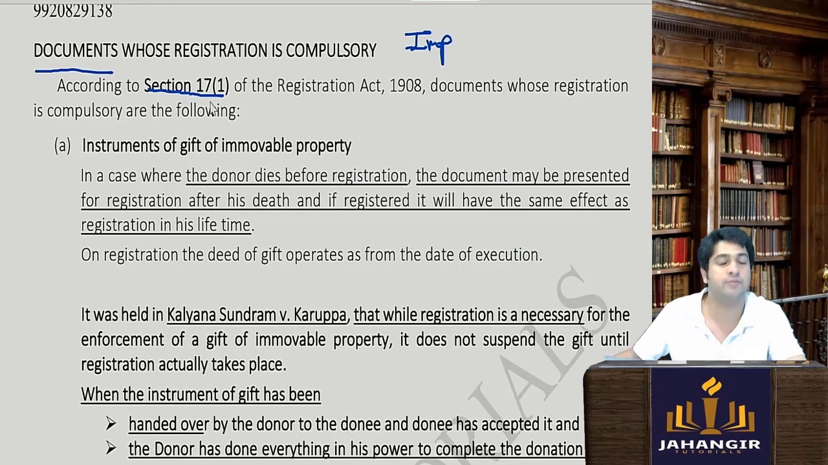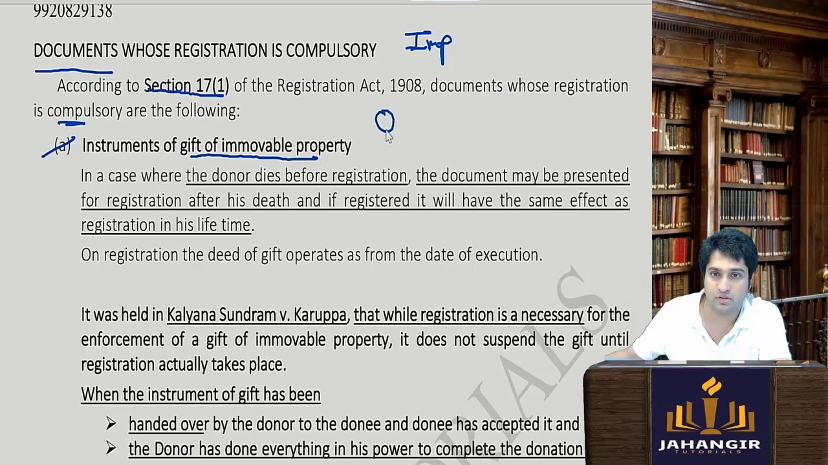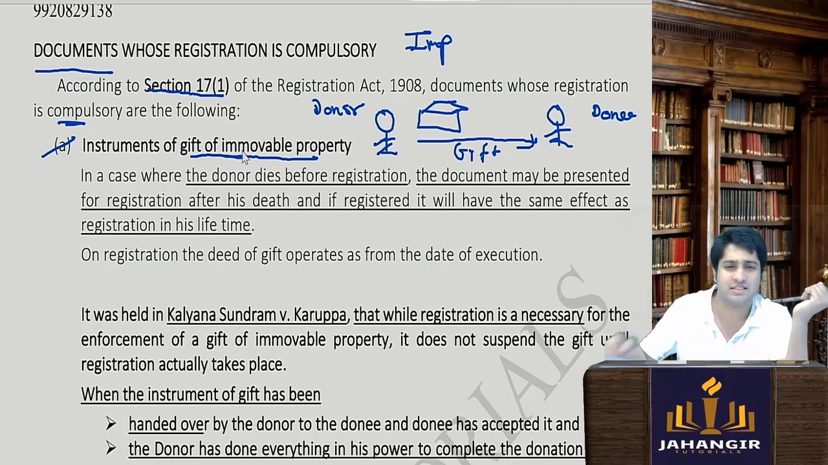Section 17 subsection 1 contains documents whose registration is compulsory. First is a gift of immovable property, an instrument of a gift of immovable property. It's just a document by which I'm gifting an immovable property. This requires compulsory registration. For example, I want to gift my house to Mr. X, let's say this person. Now I become the donor, the giver is the donor, and this person becomes the donee. Do you think this transaction requires compulsory registration? I am gifting an immovable property. Answer is yes. Since it comes under Section 17, its registration is compulsory.